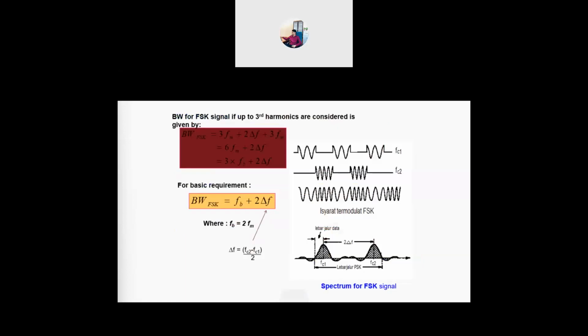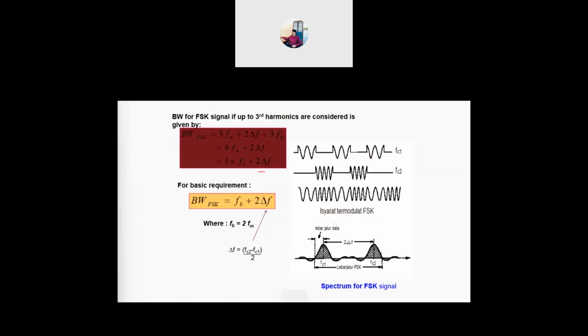The bandwidth for the FSK signal is for when up to third harmonics are considered. If we consider up to third harmonics, the bandwidth equals 6 FM plus 2 deviations. This one is the deviation: (FC2 minus FC1) over 2.